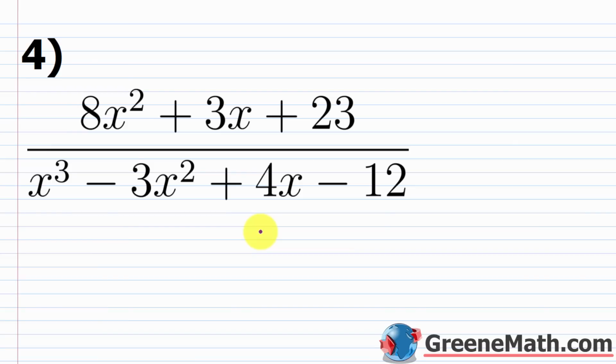All right, for problem 4, we have 8x squared plus 3x plus 23 over x cubed minus 3x squared plus 4x minus 12. So again, we're going to check to see if we have a proper fraction. And so the degree of the numerator is going to be 2, and then the degree of the denominator is going to be 3. So this means we do have a proper fraction, and we can just go into factoring.